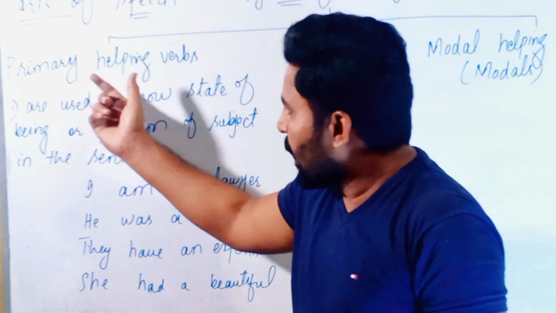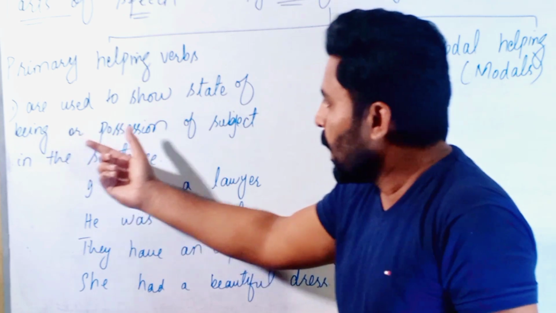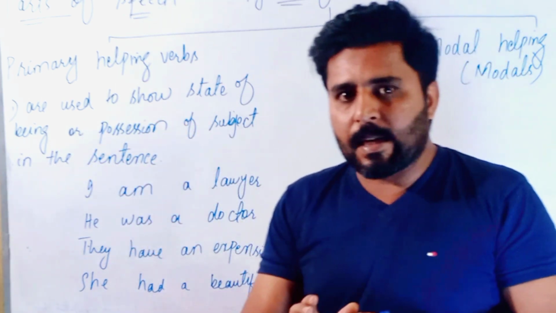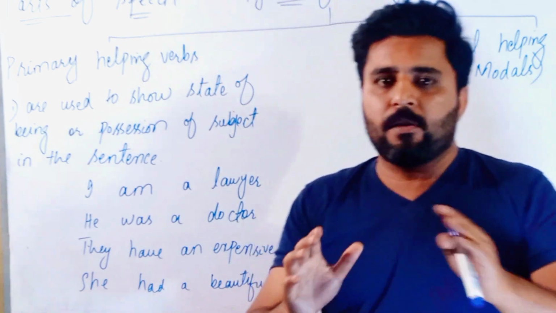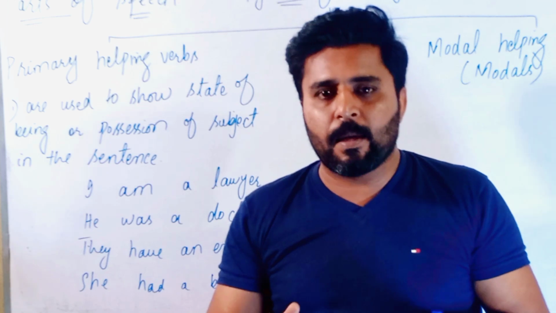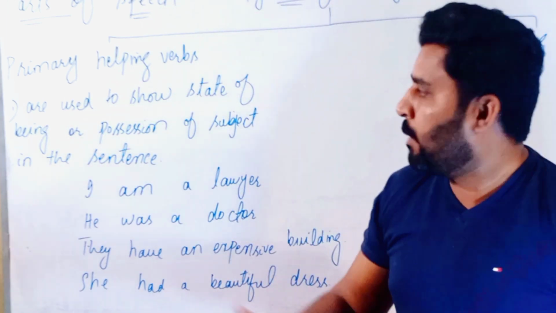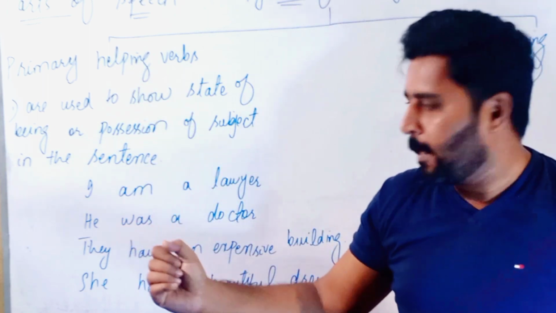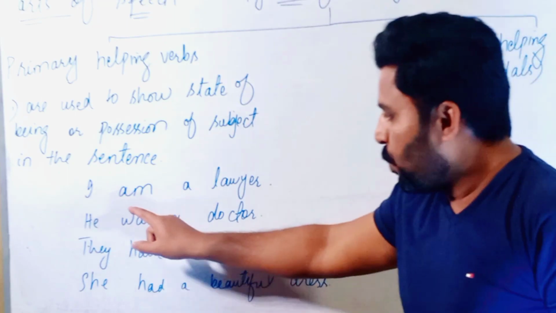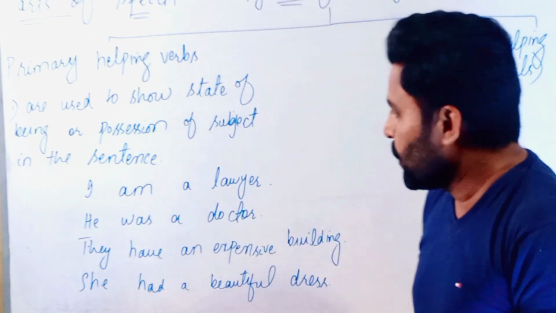And number one, primary helping verbs are used to show state of being or possession of subject in the sentence. So एक sentence में एक subject की state of being, उसकी सूरत हाल, उसकी जो मौजूदा पोजीशन है उसके बारे में, and possession या उसकी मलकियत को शो करने के लिए हम प्राइमरी हेल्पिंग वर्ब्स का इस्तेमाल करते हैं. फॉर एग्जांपल, आई एम अ लॉयर, कि मैं एक वकील हूं. हियर वी हैव यूज्ड हेल्पिंग वर्ब एम टू शो द स्टेट ऑफ बीइंग ऑफ सब्जेक्ट आई.